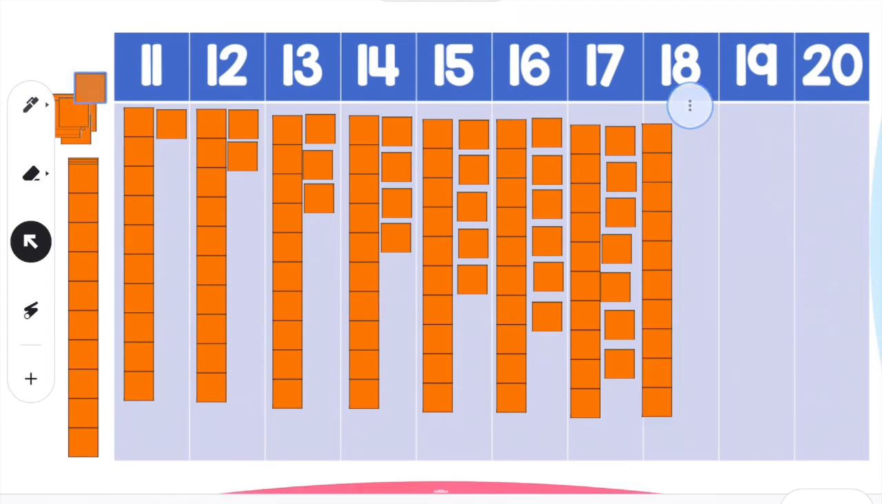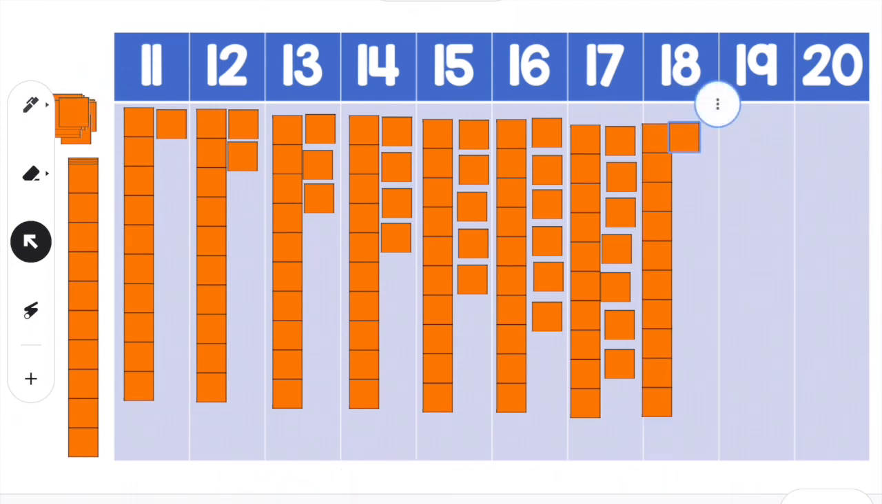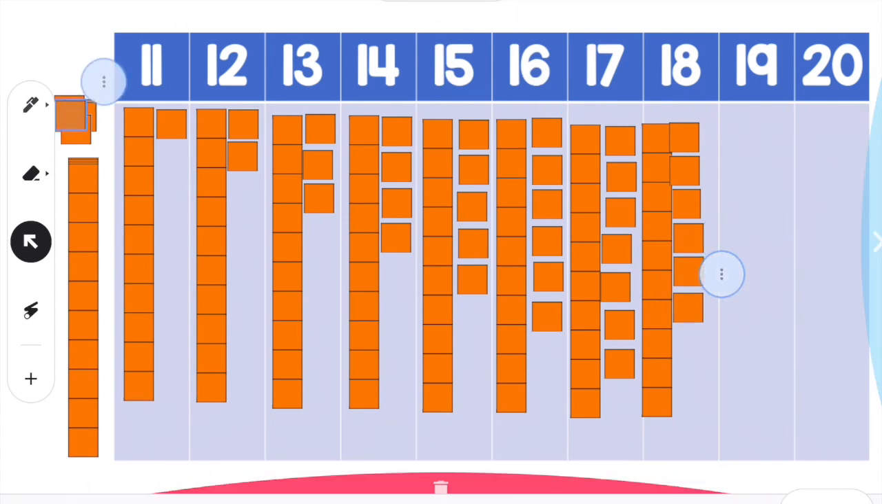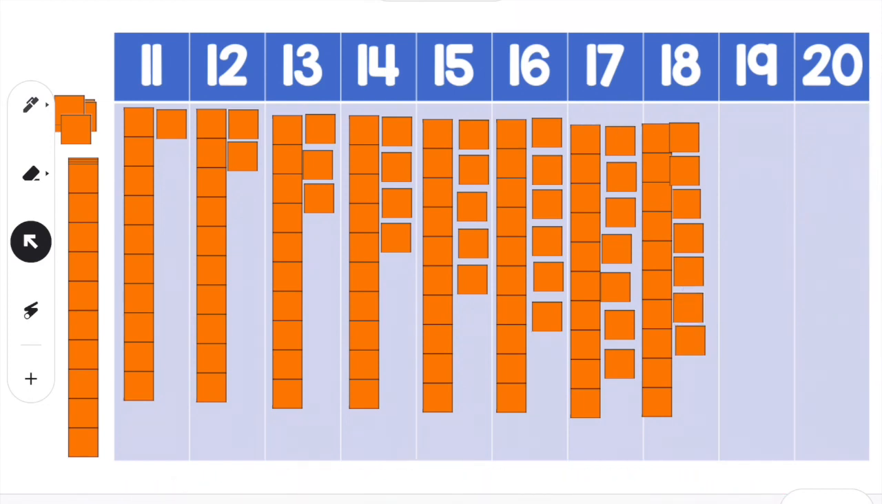We start with the 10 and count on. 11, 12, 13, 14, 15. Keep growing that brain. 16, 17, and 18. Very good.